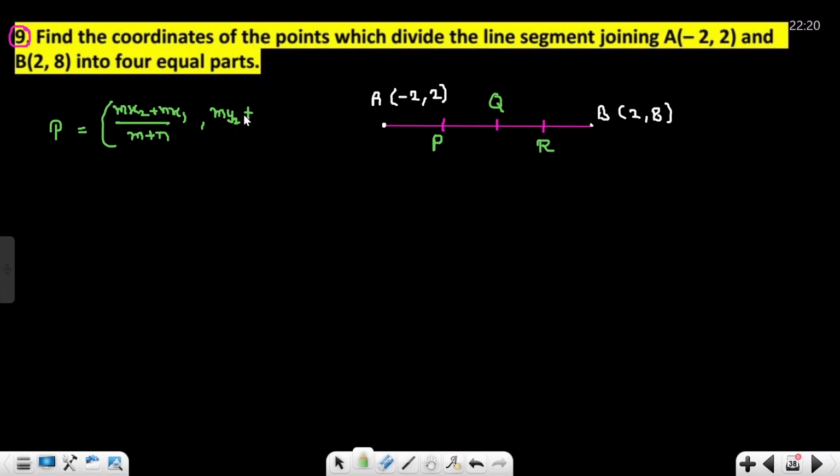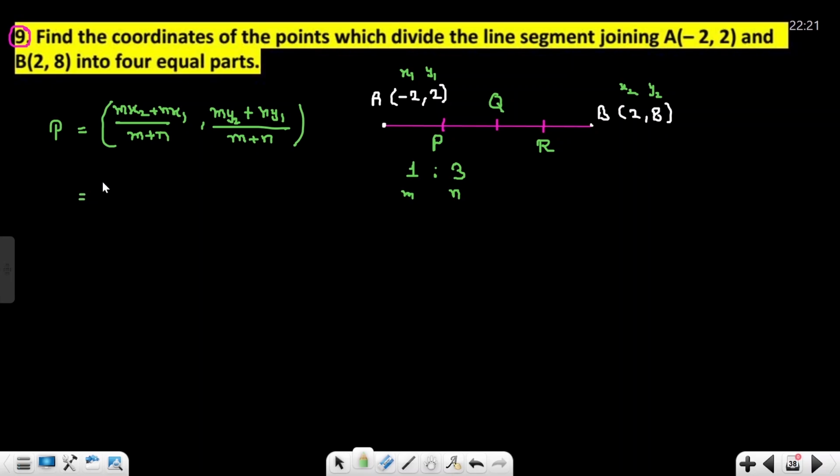My2 plus ny1 divided by m plus n. Right here x1, y1, x2, y2, but the main thing is we get the values of x1, y1, x2, y2. Target is the ratio. For point P, what is the ratio? If all are equal parts, then count the parts. How many parts here? 1 part, and this side 1, 2, 3 parts. So m value is 1 and n value is 3.